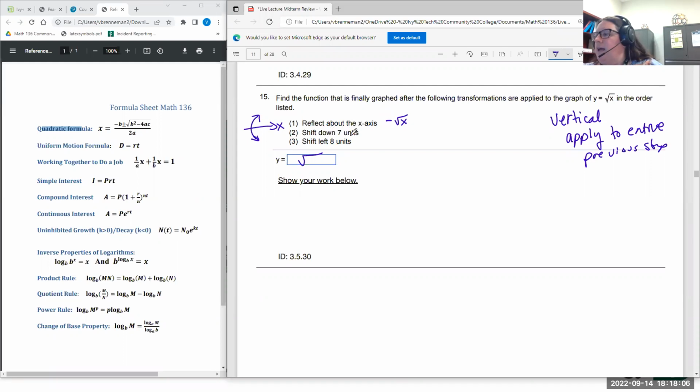Then I'm going to shift it down 7 units. So I'm going to take that negative square root of x and subtract 7. And then I'm going to shift it left 8 units. So I'm going to replace the x with an x plus 8. The horizontal change is going to change what's inside of the function.